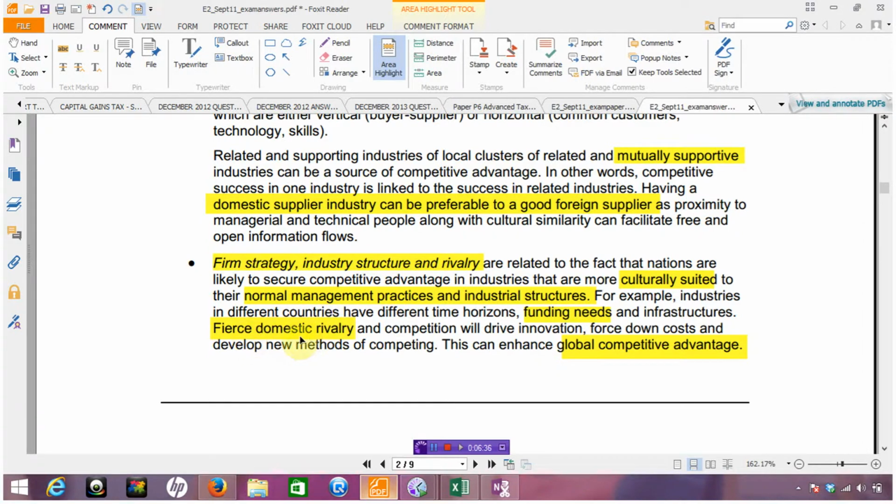The rivalry issue there, fairly straightforward. Obviously, the more the rivalry, the better it is in terms of driving innovation and forcing costs down and forcing companies to compete against each other. Okay, there's our favorite phrase there in E2, and indeed all of these string this idea of competitive advantage, and in this case obviously we're talking about global competitive advantage.